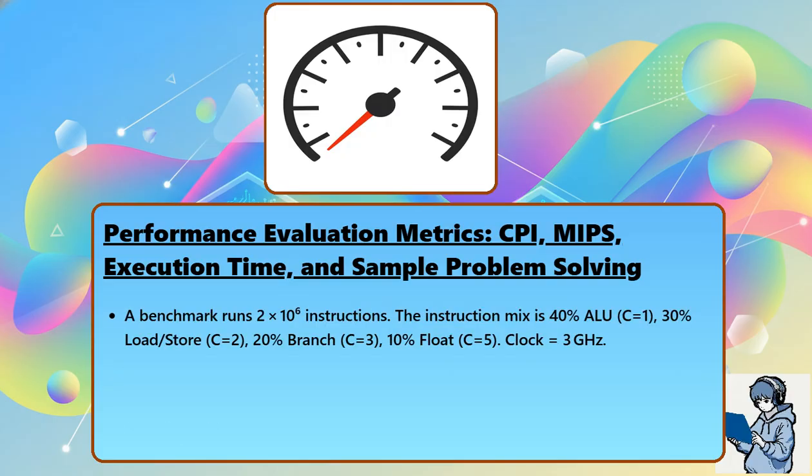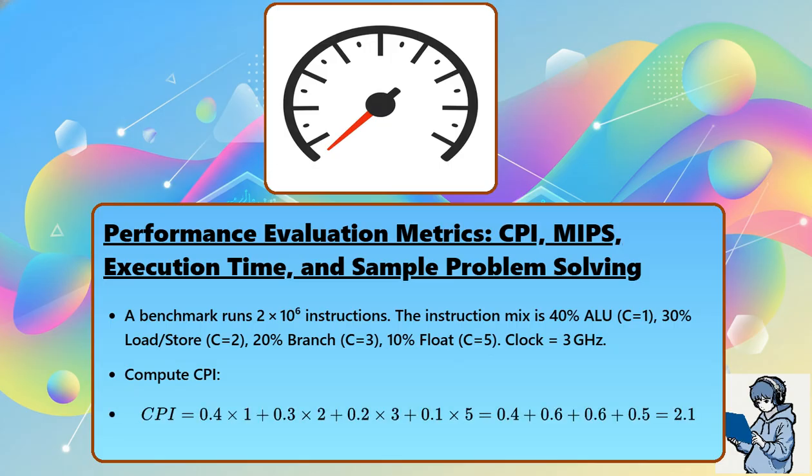Sample problem. A benchmark runs 2 times 10 to the power 6 instructions. The instruction mix is 40% ALU, C equals 1, 30% load store, C equals 2, 20% branch, C equals 3, 10% float, C equals 5. Clock equals 3 GHz. Compute CPI. CPI equals 0.4 times 1 plus 0.3 times 2 plus 0.2 times 3 plus 0.1 times 5 equals 0.4 plus 0.6 plus 0.6 plus 0.5 equals 2.1.